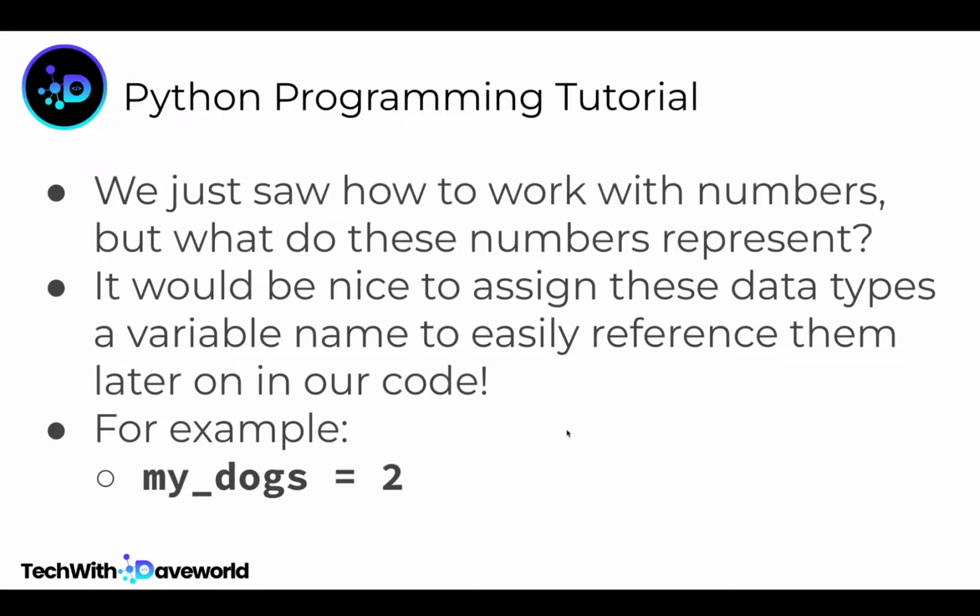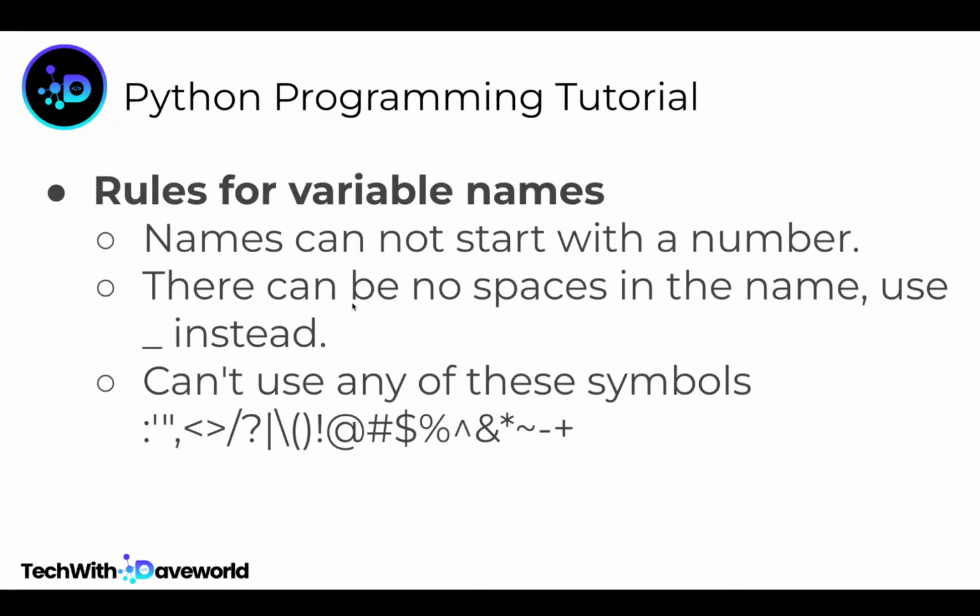So now for example, I can have something like my_dogs is equals to 2, right? So what I'm saying here is this my_dogs variable, assign this data 2 to it. So whenever I print out my_dogs, I'm supposed to get what? 2 here.